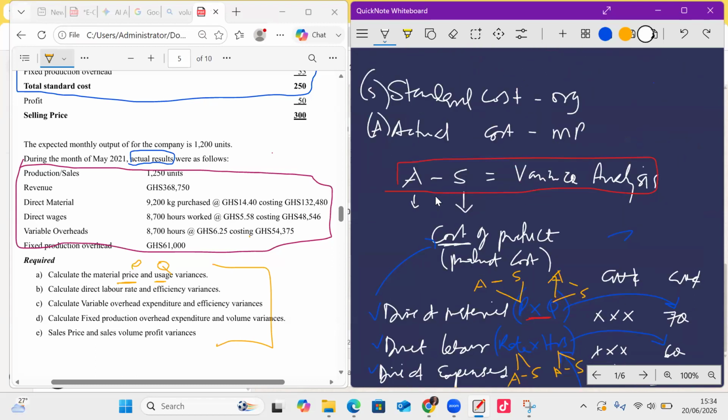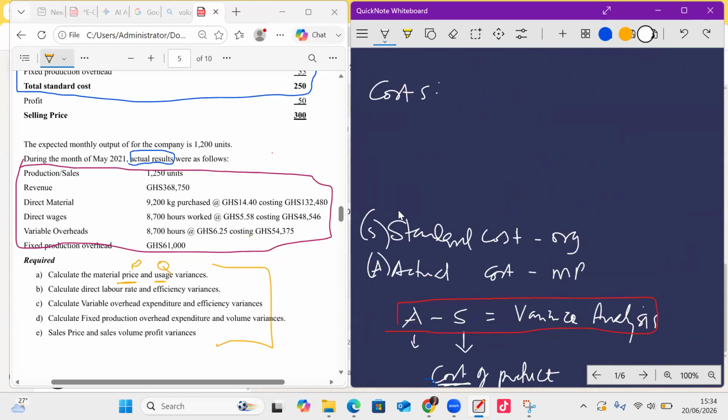When it comes to costs, when the actual is more than the standard, or when the actual minus the standard gives a negative figure, we say it is favorable. When the actual is less than the standard, or when the actual minus the standard equals positive, we say it is adverse or unfavorable when it comes to the cost items.